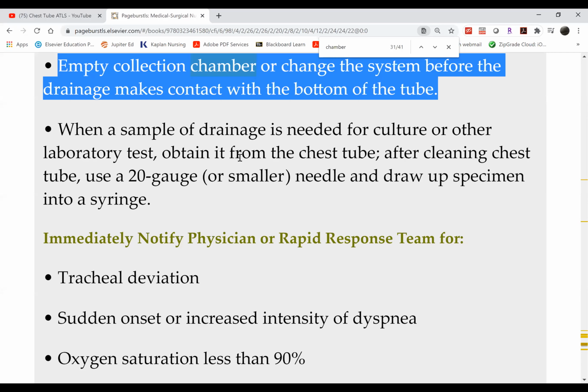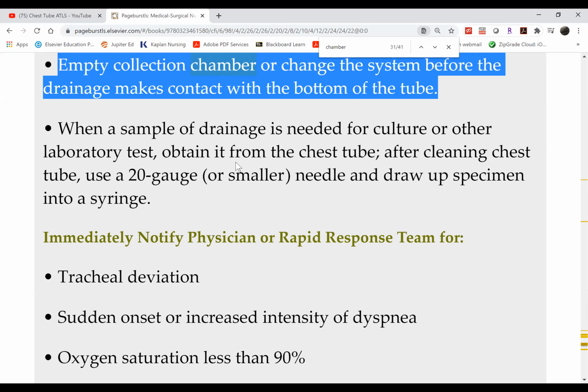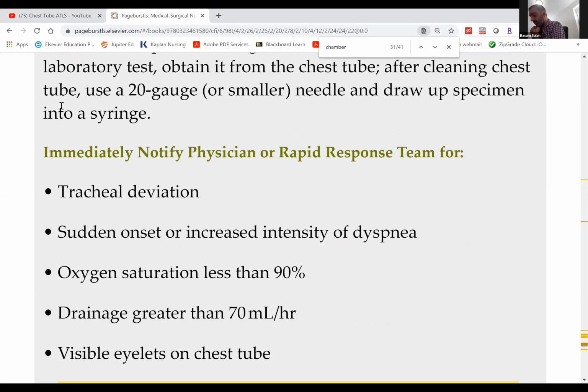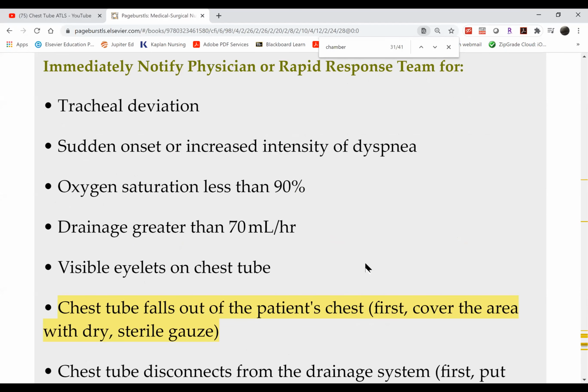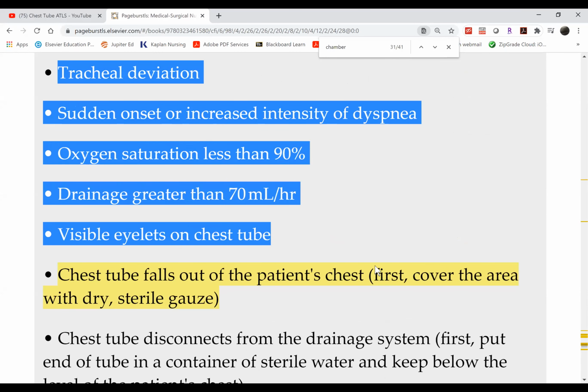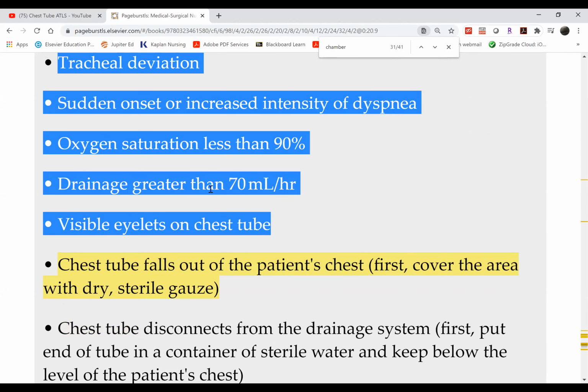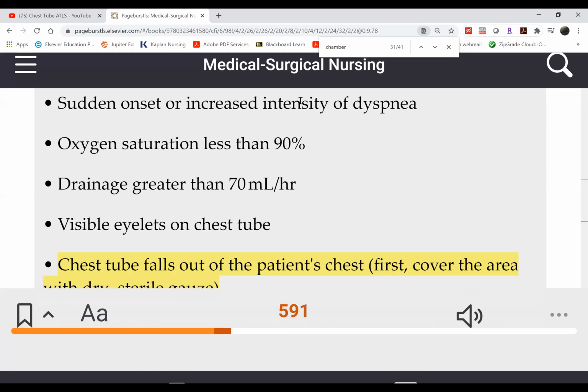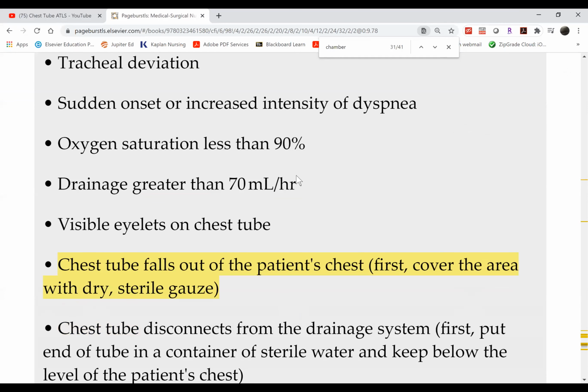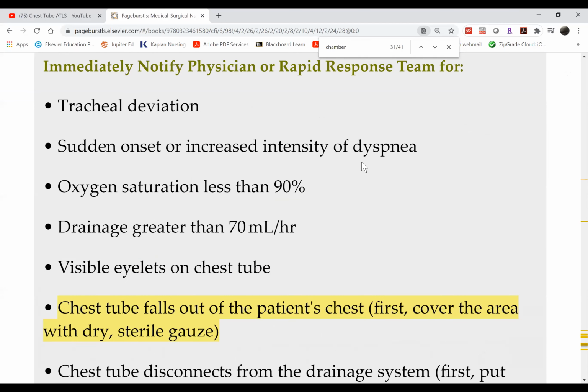So you just create a dependent loop, meaning put the tubing on the floor. That way now you have a dependent loop, then wait for the fluid to gather, and then you clean it, and then you insert a needle to draw your specimen. And of course, these ones are the ones you call the doctor about, because obviously there's something wrong. This one could be bleeding. This one maybe tension pneumothorax, especially if it occurs with this.